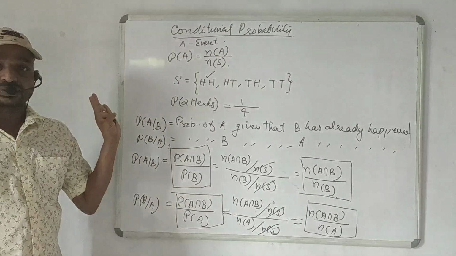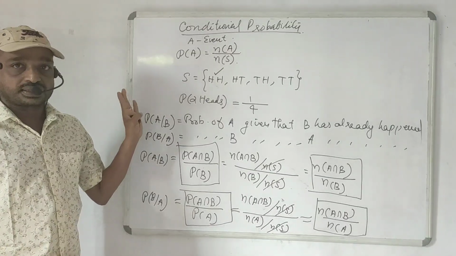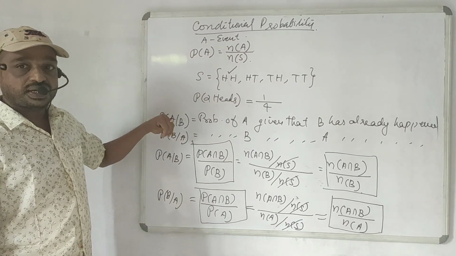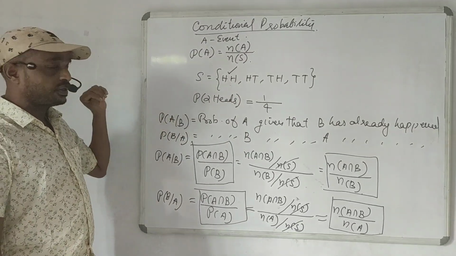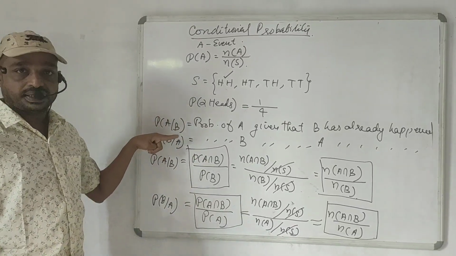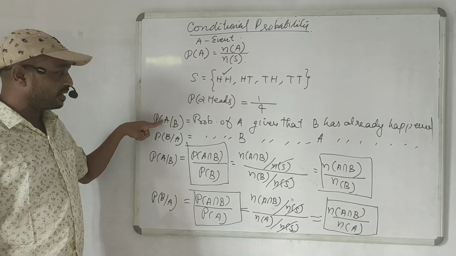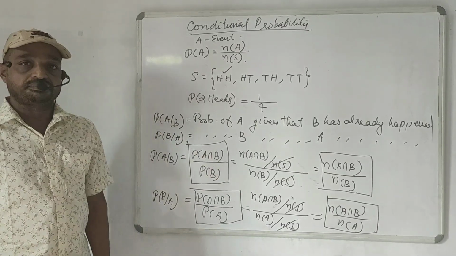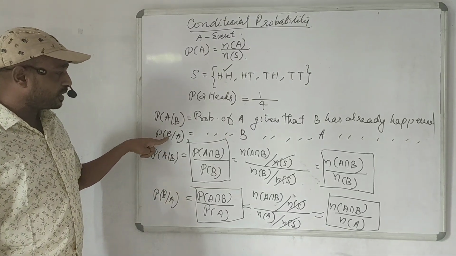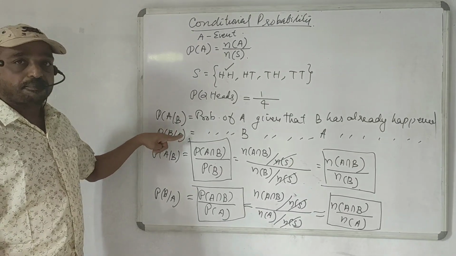So what is conditional probability? In conditional probability, we are given a condition. So what is the condition? One event has already happened. If one event has already happened, what is the probability of happening the other event? So if we are considering two events A and B, then what is P of A given B? It is the probability of happening the event A given that the event B has already happened. What is P of B given A? It is the probability of happening the event B if the event A has already happened.